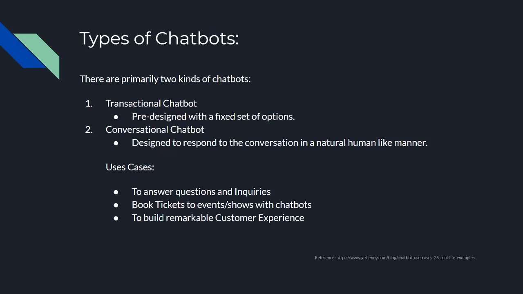On the other hand, a conversational chatbot is designed to understand and respond to a conversation in a natural, human-like manner. To be able to do this, the chatbot is equipped with artificial intelligence and access to knowledge and other information, so it becomes more contextually aware. Once it is contextually aware, it can pick up variations in customers' questions and can give relevant answers in a more human-like way. Our problem statement is nothing but building a conversational chatbot. Some use cases of this chatbot include answering questions and inquiries, booking tickets to events or shows, etc. Now let's look at our data.